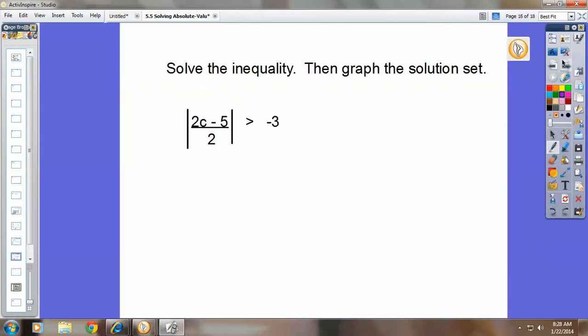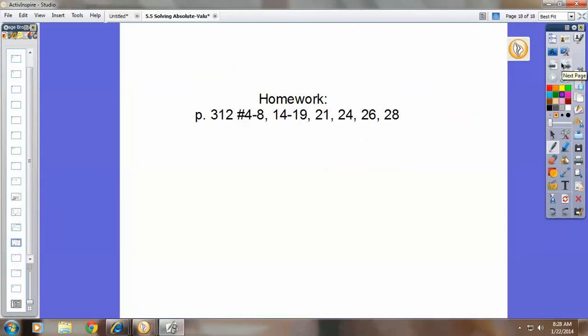Oops. Let me double check this, make sure this is the right assignment. 4 through 6, 14 through 19, 21, 24, 26, and 20. There's that 26 you guys did last night. Well, let me double check. It's 4 through 6. You know what? I think it should be 4 through 6, because last night we did 8. Yeah, I need to change it. It should be 4 through 6.